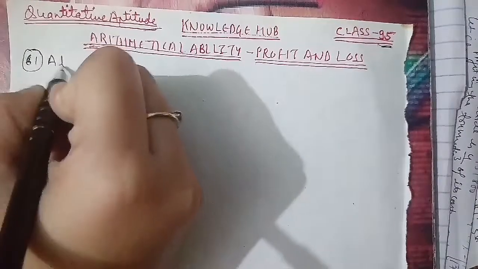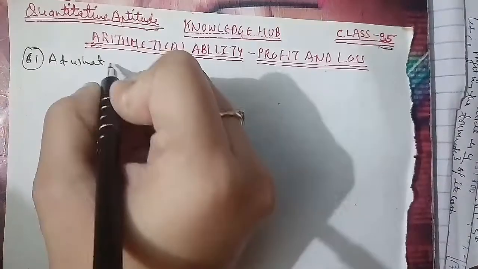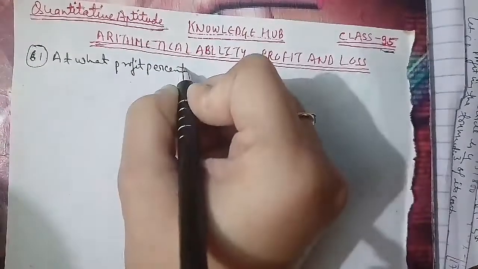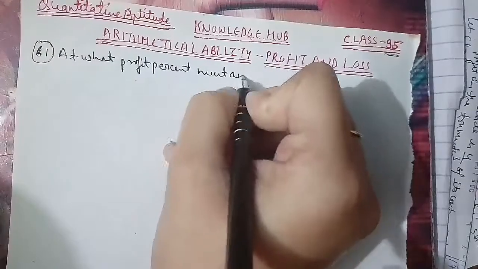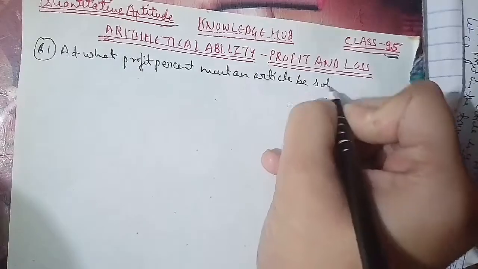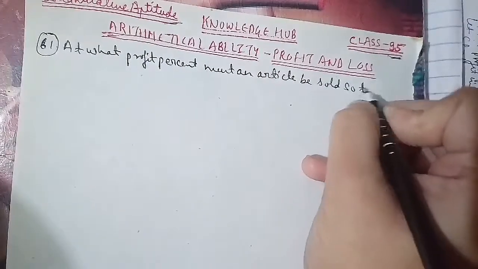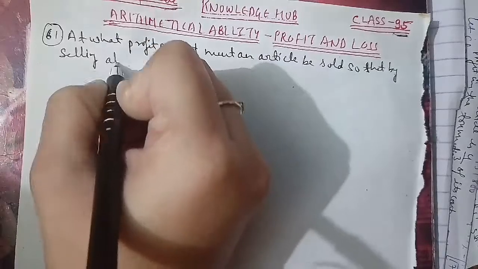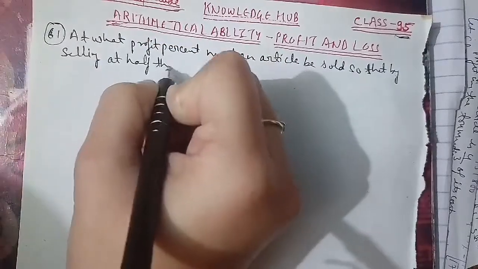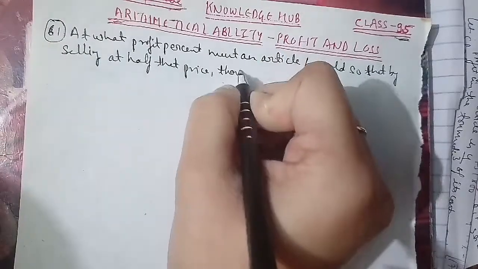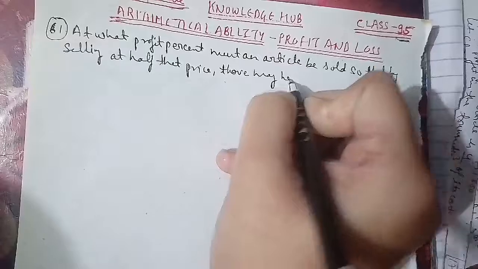At what profit percent must an article be sold so that by selling at half that price, there may be a loss of 30%.